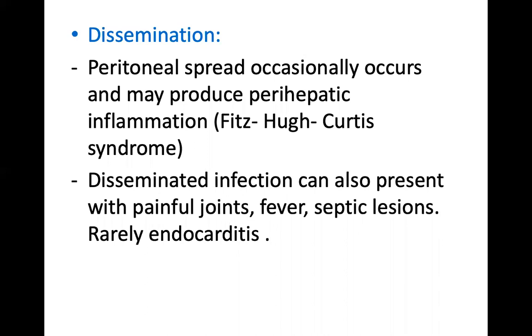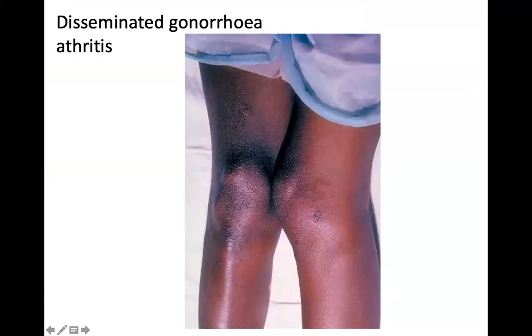So dissemination, which I mentioned, can occur with certain strains or with people with deficiency in the complement system. Peritoneal spread occasionally occurs, and this may lead to perihepatic inflammation. Disseminated infection can also present in the joints. So there is gonorrheal arthritis, fever, septic lesions on the skin, and rarely endocarditis. A patient had several such lesions on the skin, and it turned out to be a case of disseminated gonorrhea.